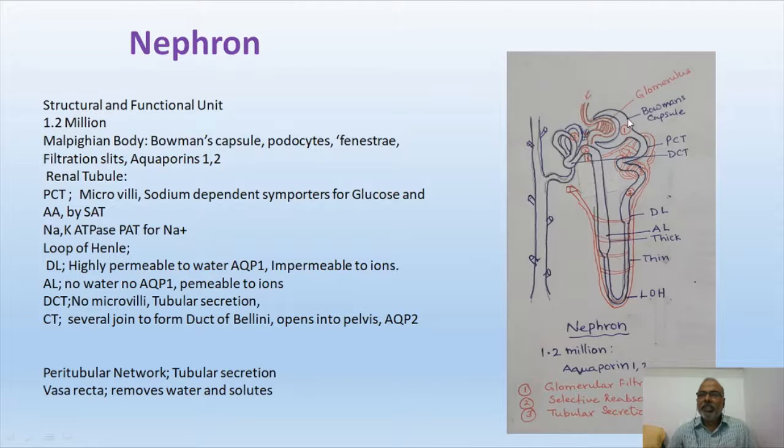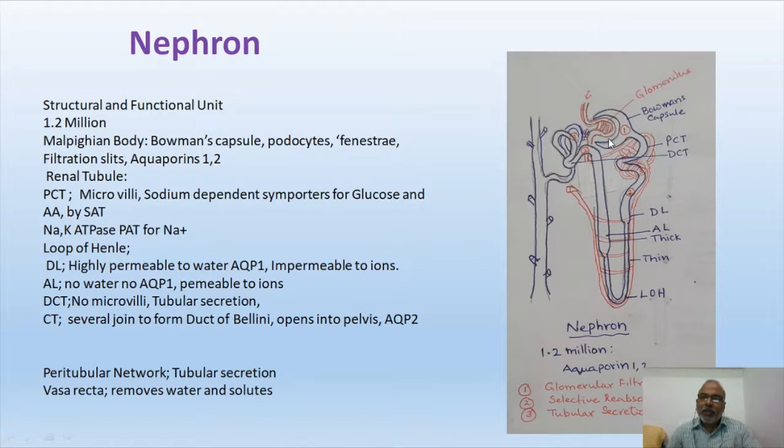This is called a Malpighian body or Malpighian corpuscle or renal corpuscle, and the second part is called the renal tubule. This is a very, very long renal tubule. What are the parts of the Malpighian capsule or renal capsule? This area, the Malpighian body, consists of two further parts. One is a cup-like structure. The cup-like structure is called Bowman's capsule.